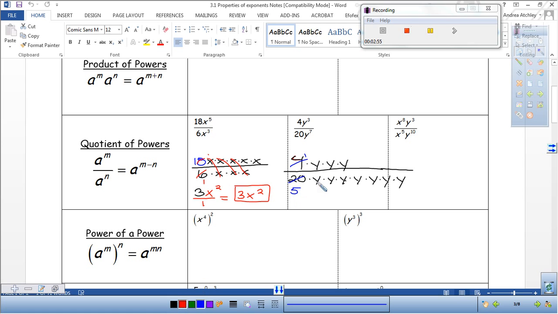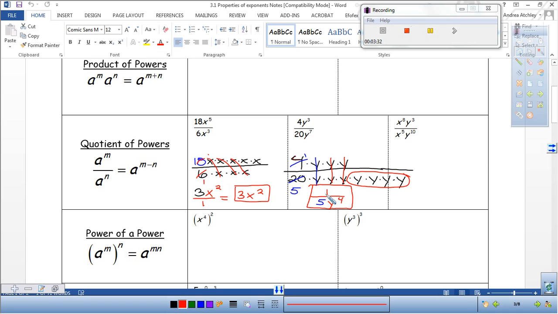Okay, then again I'm going to divide out my y's. Y divided by y is 1. Y divided by y is 1. Y divided by y is 1. Okay, I'm left with all of these y's on the bottom. On top I have 1. On the bottom I have the 5. And then y to the 4th. So I can just leave it like that.